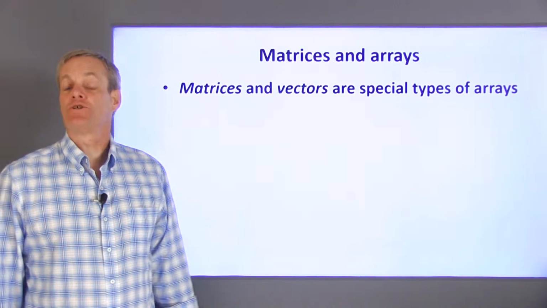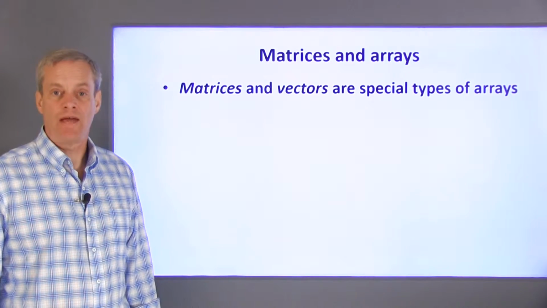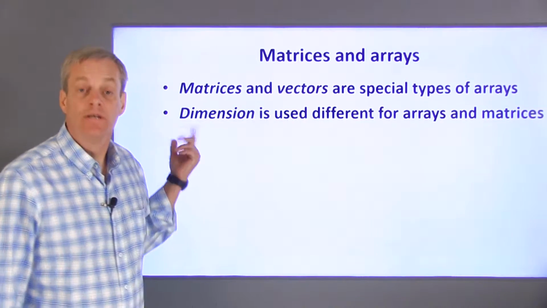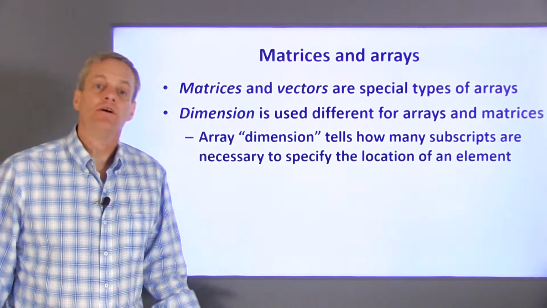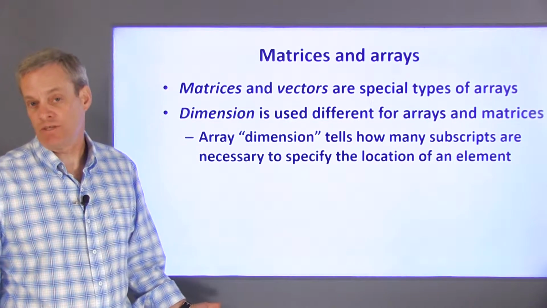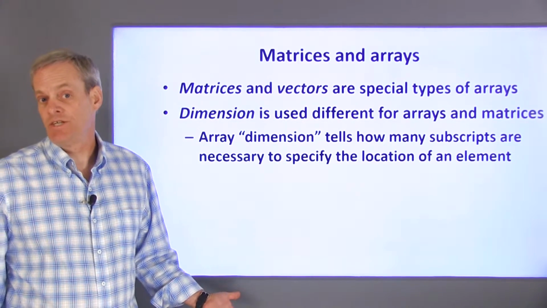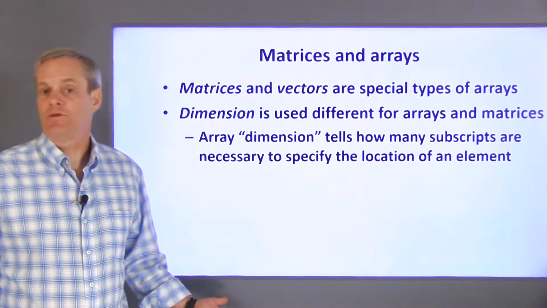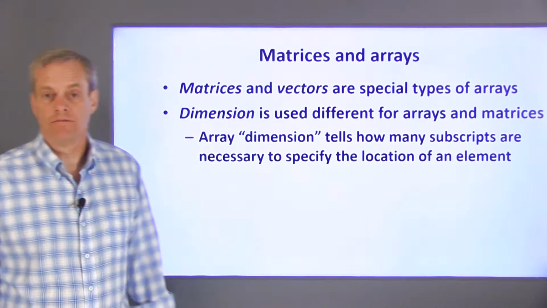Officially, matrices and vectors are special cases of arrays. However, some terminology is used differently when referring to arrays than when it's applied to matrices. An example of this is the term dimension. Dimension means something different depending on whether we're referring to a matrix or to an array. For an array, the dimension tells us how many subscripts are necessary to specify the address of a particular element. A one-dimensional array requires a single subscript, which gives the position of an element in the list. Two-dimensional array elements require two subscripts to describe their location, the row and the column number. Higher dimensional arrays follow the same pattern.